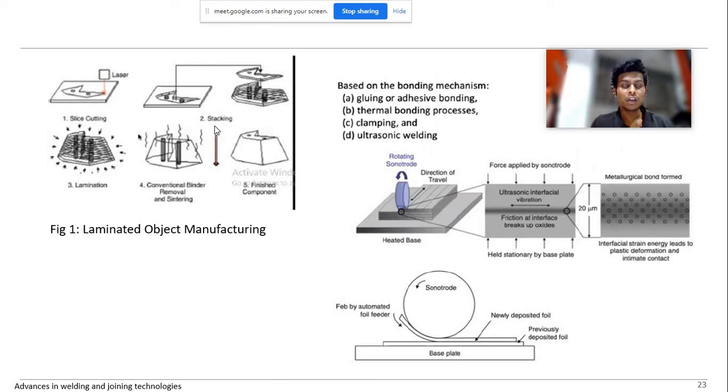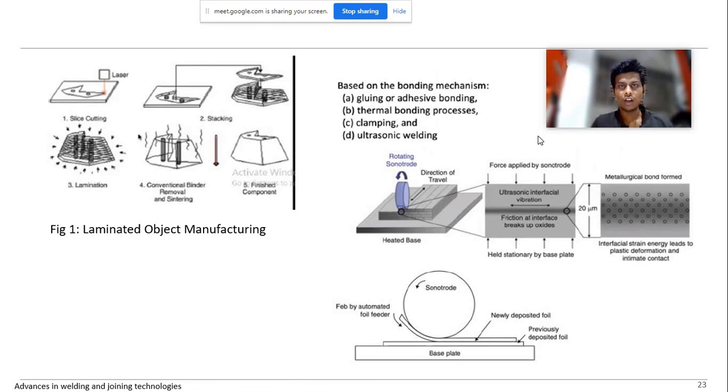Once cutting is done, we do it for all layers. So we cut the sheets layer by layer from a given sheet thickness for a given raw material. Once it is done, we stack it one over the other as per the sequence: layer 1, layer 2, layer 3, layer 4. Once it is stacked, it needs to be laminated, right?